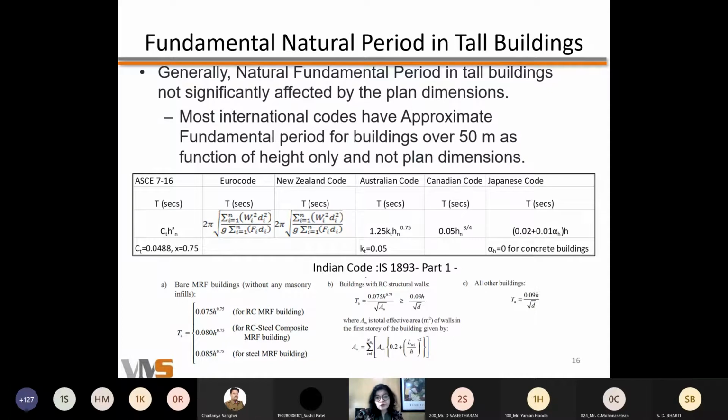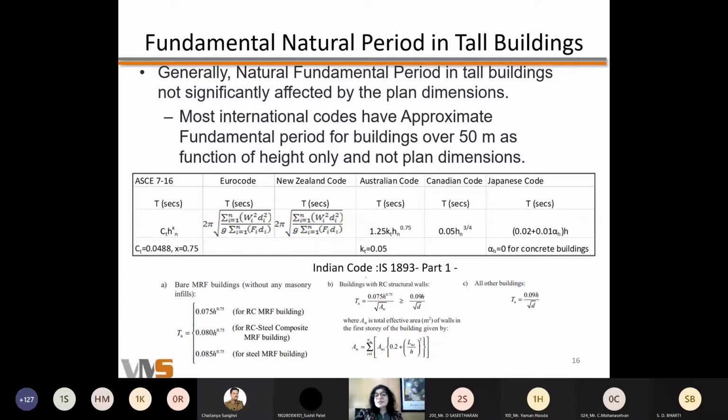The Eurocode and the New Zealand code say just take whatever period you get as per your analysis. And this is for your approximate fundamental period. I'm talking about calculating your first estimate of the base shear. You need to have the approximate fundamental natural period. So both the Eurocode and the New Zealand code say either you take it from your modal analysis or you can use the Rayleigh method.